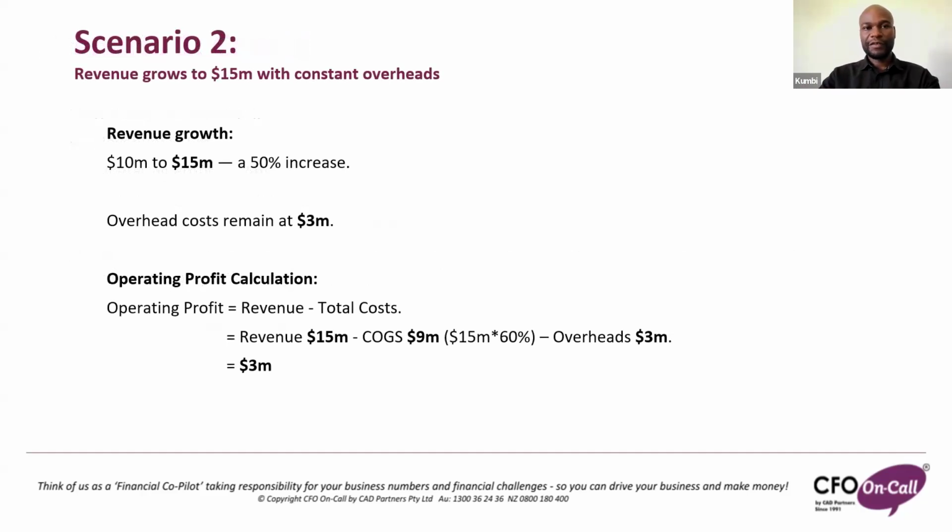Revenue grows from 10 to 15, same as the previous one, which is also the same ratio of 50%. Our overhead costs remain at 3 mil. So now the operating profit is going to be 15 million minus cost of goods sold of 9 minus overheads of 3, which gives us $3 million in operating profit.